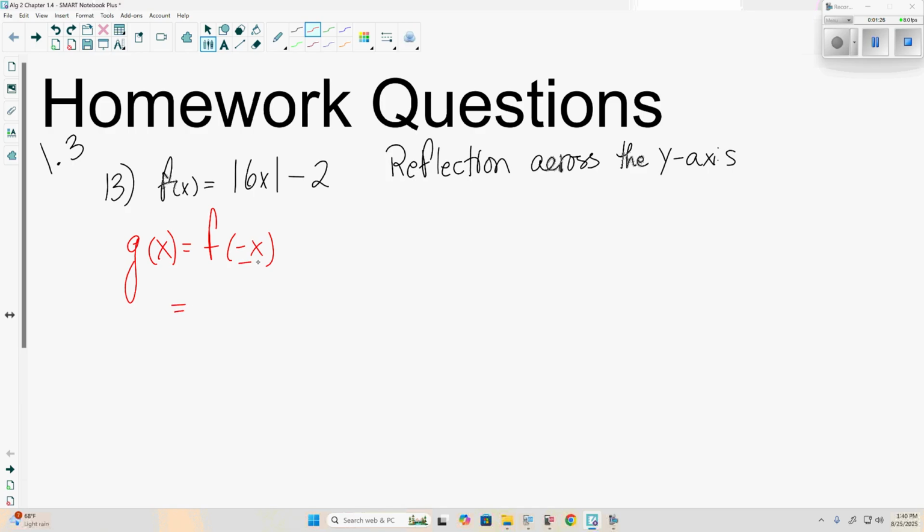And with this here, we're just going to plug negative x into this function, because f of x, this is our function. And our general form for reflection across the y-axis was f of negative x, which means that we're going to replace every x in this function with negative x. Now we multiply these here, giving us the absolute value of negative 6x minus 2.